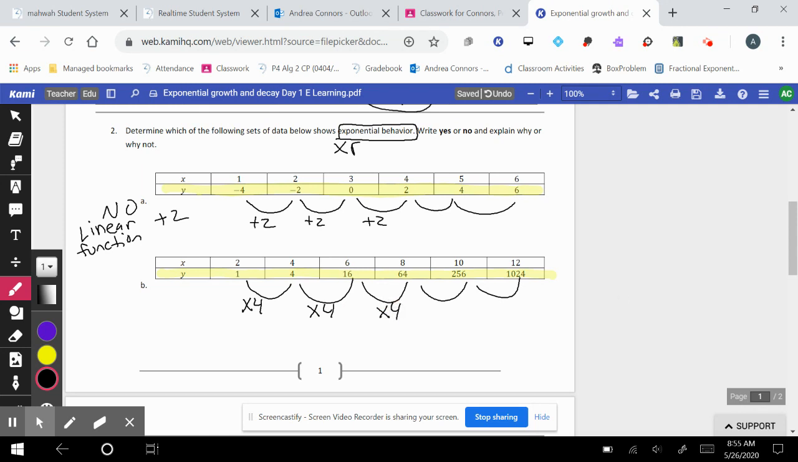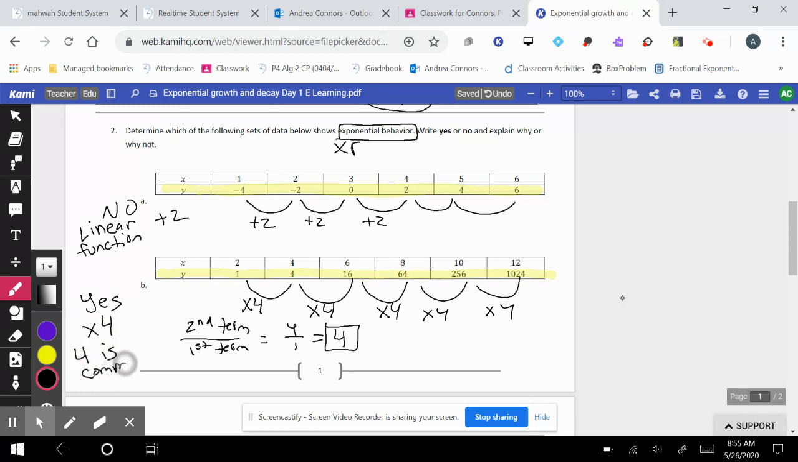The other way to do this is to do second term divided by first term. So 4 divided by 1, and you get 4. And you just see if you're multiplying by that number every time, which you are. So this would be yes, you're timesing 4, or 4 is the common ratio. That is the number being multiplied each time.